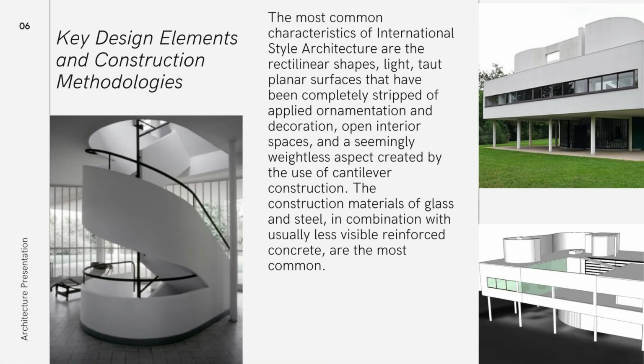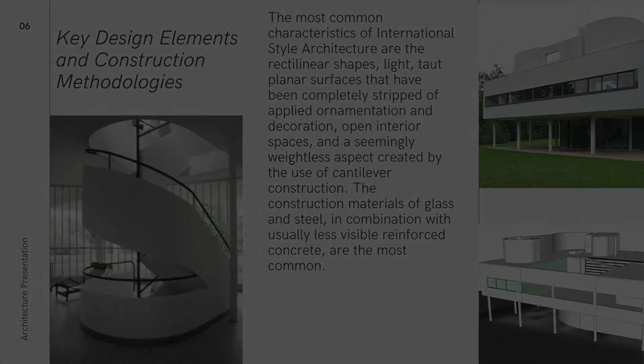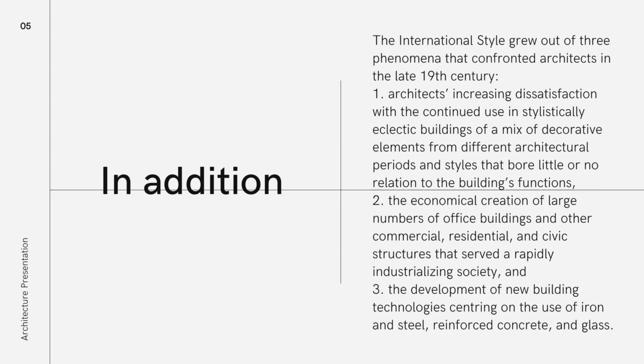Key design elements. The most common characteristics of international style architecture are the rectilinear shapes, light, taut, planar surfaces that have been completely stripped of applied ornamentation, decoration, open interior spaces, and a seemingly weightless aspect created by the use of cantilever construction. The construction materials of glass and steel, in combination with the usually less visible reinforced concrete, are the most common. The international style architecture came about because of three reasons.